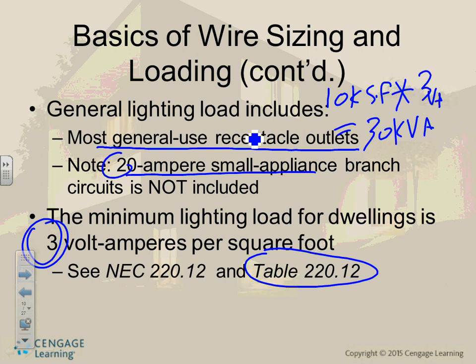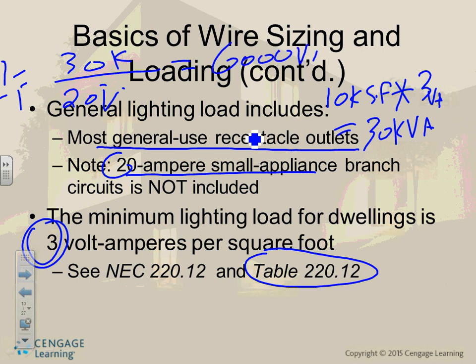Now, these are general purpose branch circuits. You use this value for the load calc and also for the branch circuits. Look how we do it for the branch circuit. The first thing you do, you take the 30K and divide this by 120 volts. This gives you the amps. Can somebody give me 30,000 divided by 120, please?